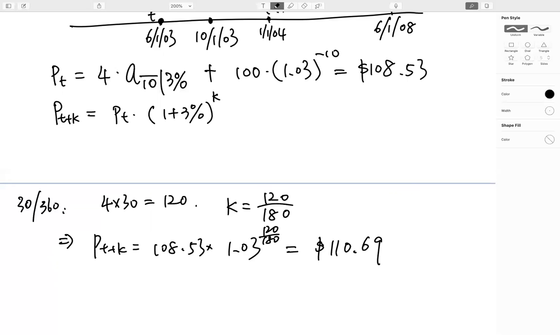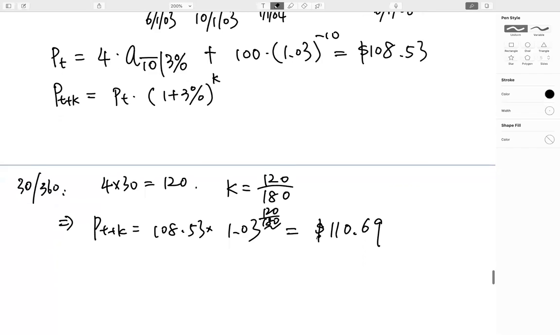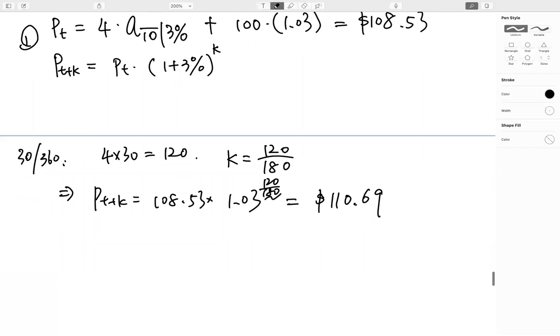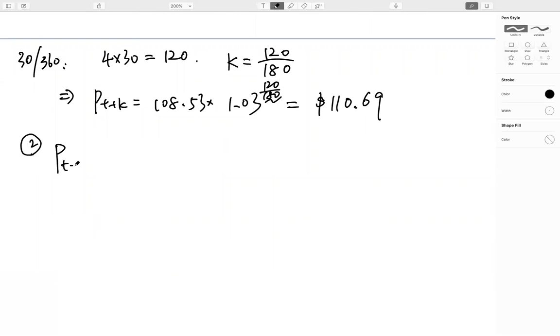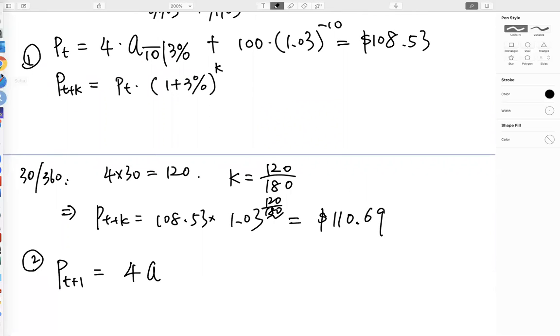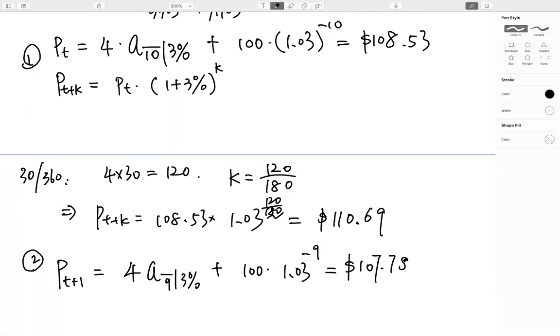Of course, if you apply a different rule, this K will be slightly different. Let's say you apply actual, you will get a slightly different result. This is one method, right? We can also use a different method. I can calculate the price at the next payment time. So it's still 4, but here it will be not 10, right? It will be 9. And when I discount back, it's negative 9 as well. So let's calculate. I will get $107.78. Well, there are a lot of rounding, so let's keep it.